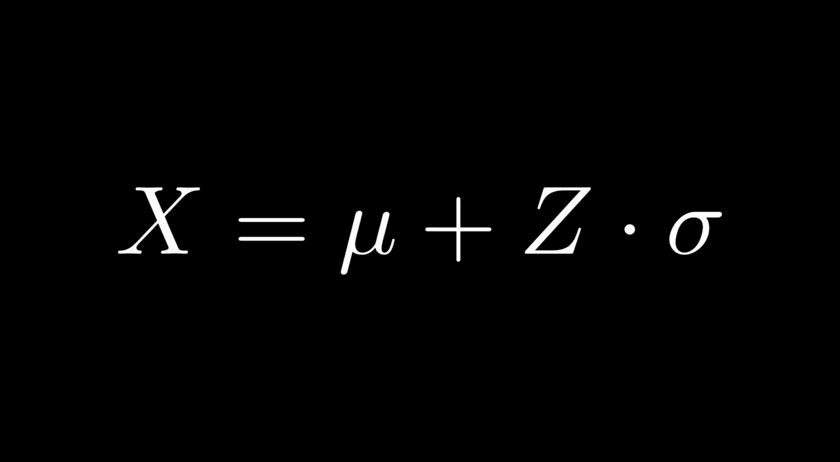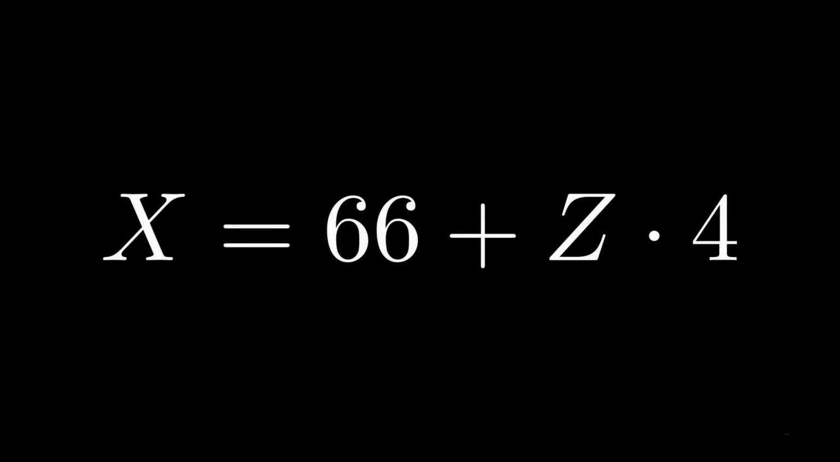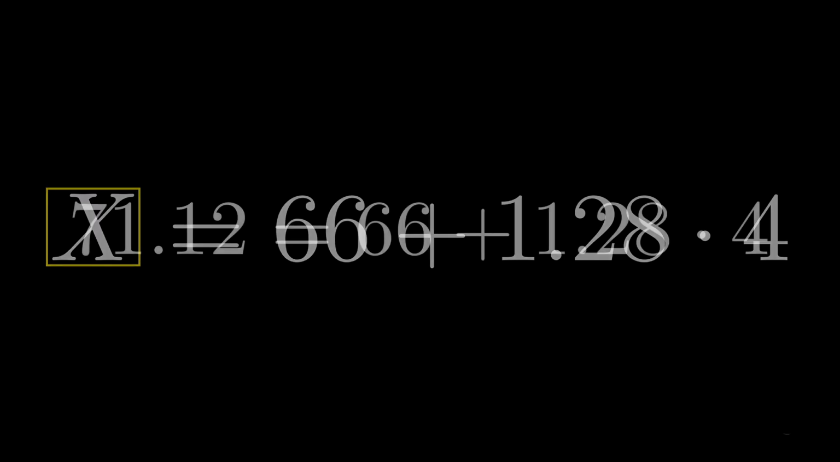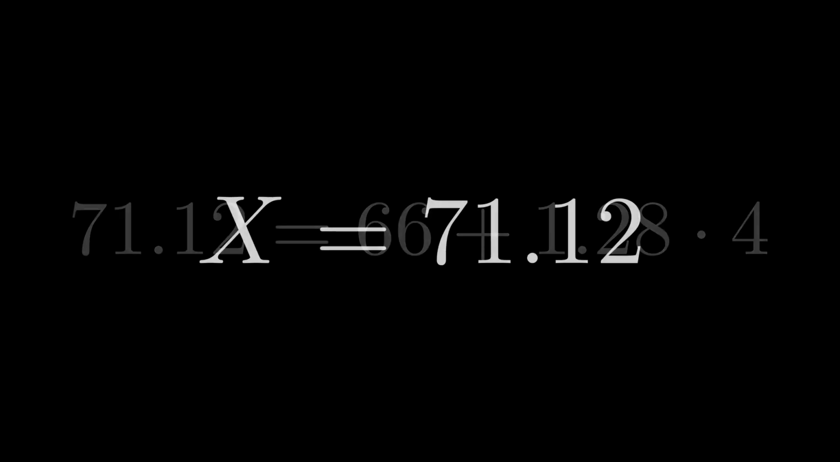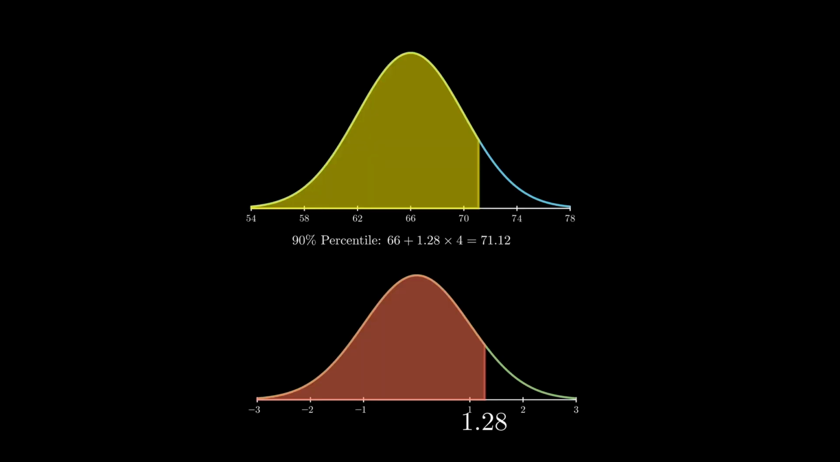So what is that height? Let's solve for x. Well, we know that mu is 66. We know that sigma is 4. And we know the z-score is 1.28. The 90th percentile height is 1.28 standard deviations above the mean. And when we solve for x, we get 71.12. So x is 71.12. That's the 90th percentile height because that number is 1.28 standard deviations above the mean.